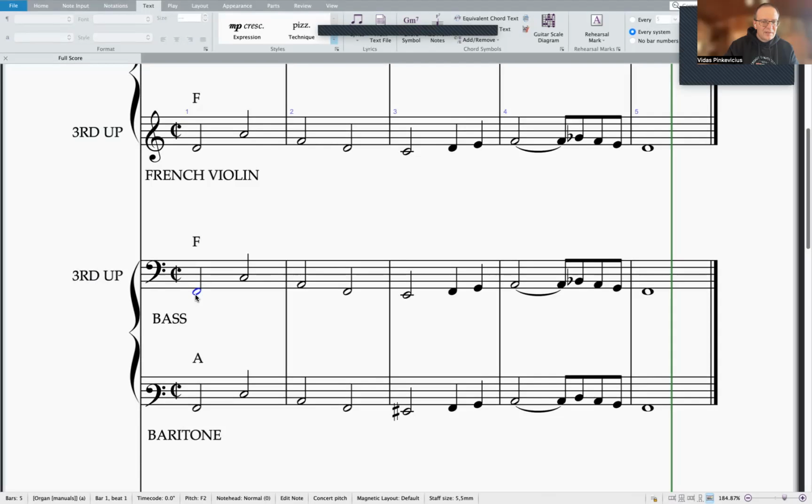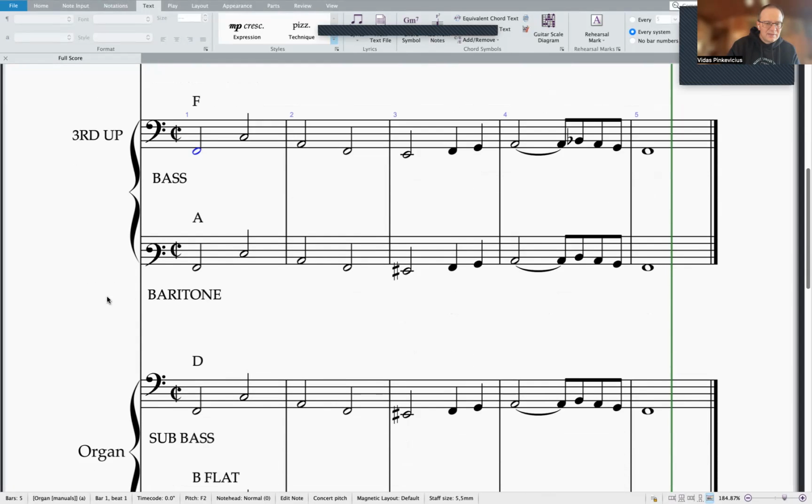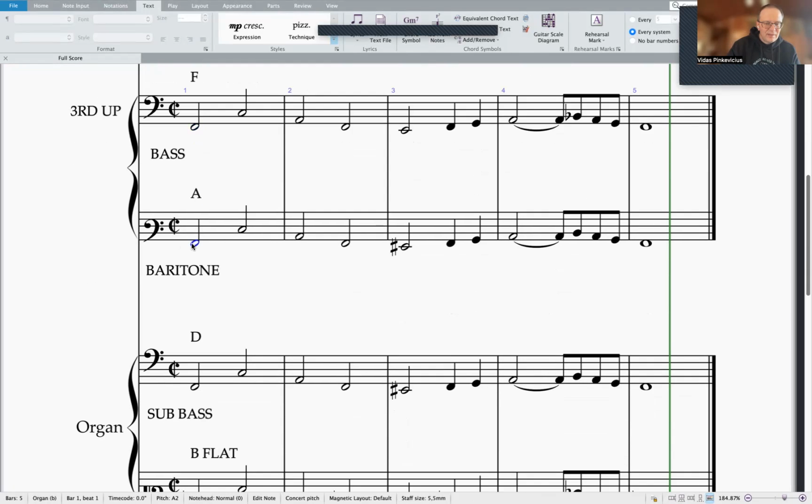Here, this is the note F. So if the given melody is D and in the bass clef it reads F, it's also a third up. It doesn't matter which octave, right? You can read it in any octave. Third up.